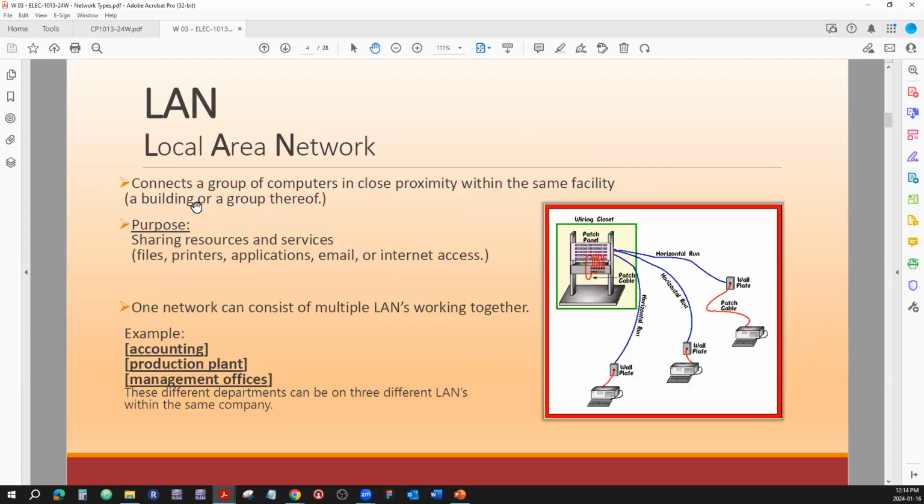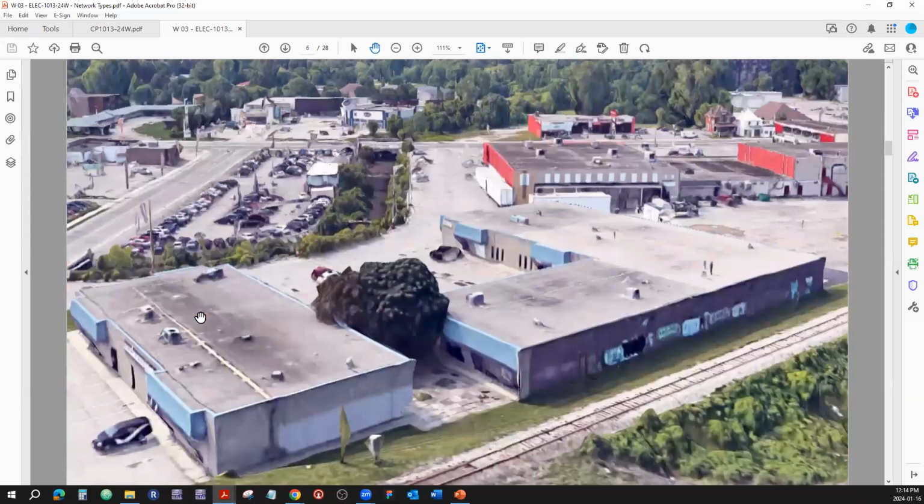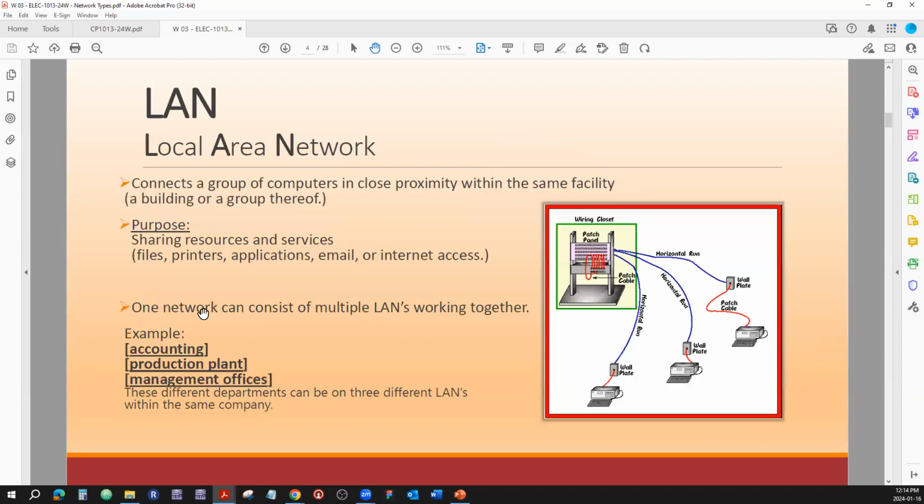Local area network. We had the list of that, and we're going to take them one by one. All right, LAN stands for local area network. What does it do? It connects a group of computers in close proximity within the same facility, or a building or a group thereof.